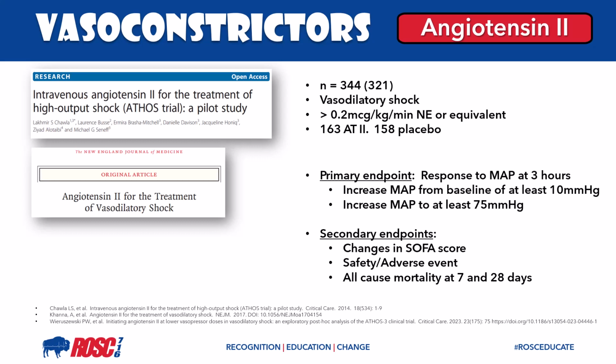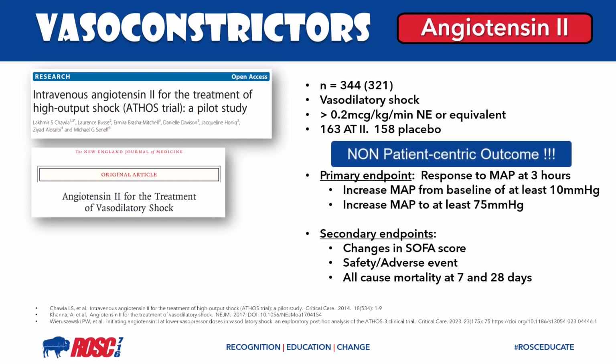In the intervention group, without increasing any background vasoactives, angiotensin II was started at 20 nanograms per kilo per minute and titrated. I feel it's important to point out that about 70% of the patients were also on concurrent vasopressin. The study had appropriately powered primary outcome endpoints, and this was a response in MAP at 3 hours that equated to either an increase in MAP from baseline of at least 10 millimeters of mercury or an increase in MAP to at least 75 millimeters of mercury.